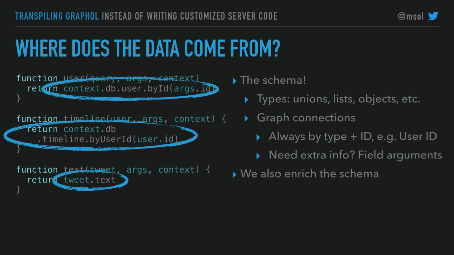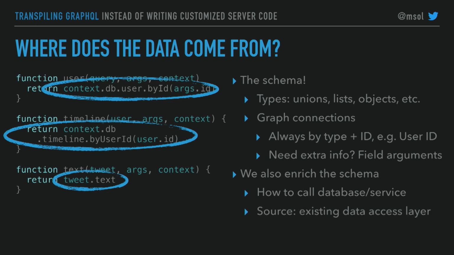Also, we can enrich the schema with extra information. Of course, it's going to contain all of the type information we saw when we looked at the schema earlier, as well as information about graph connections. But we can also add extra information if we want. One example is we might add information about how to call into a database or service for a particular entry in the schema. And the source of that information might be something like an existing data access layer.